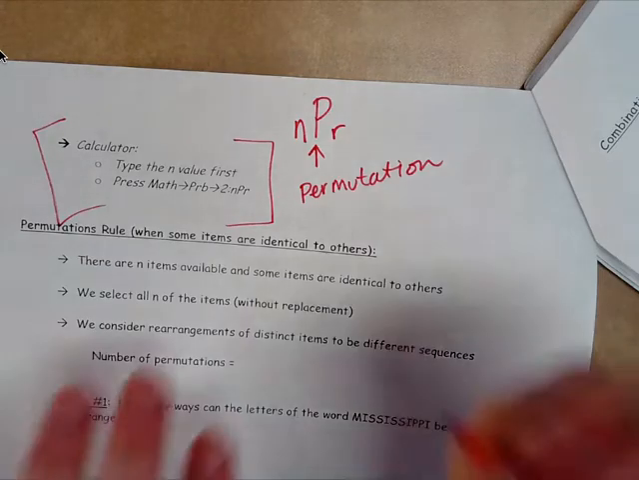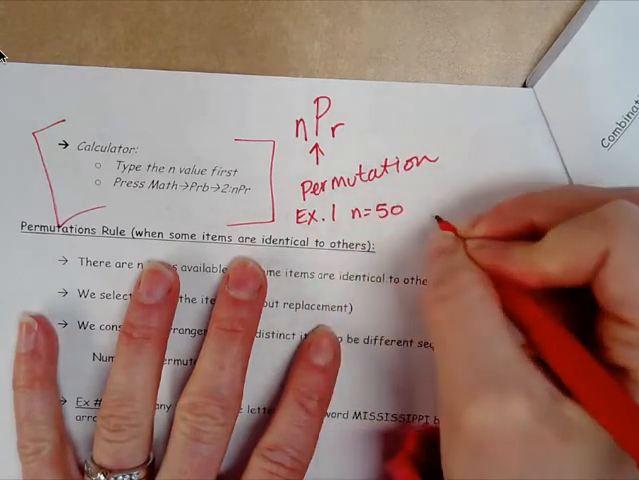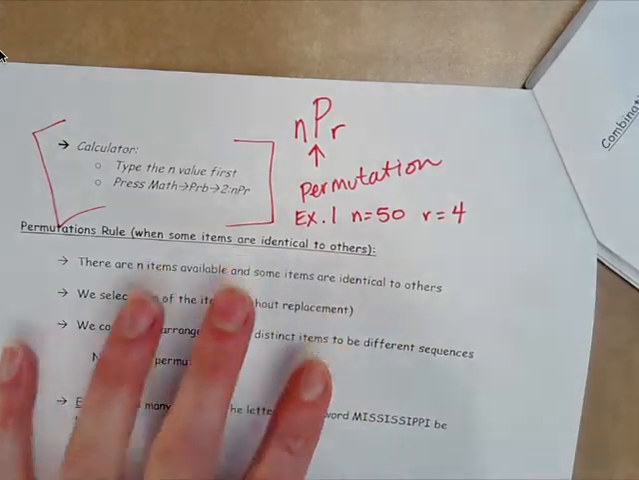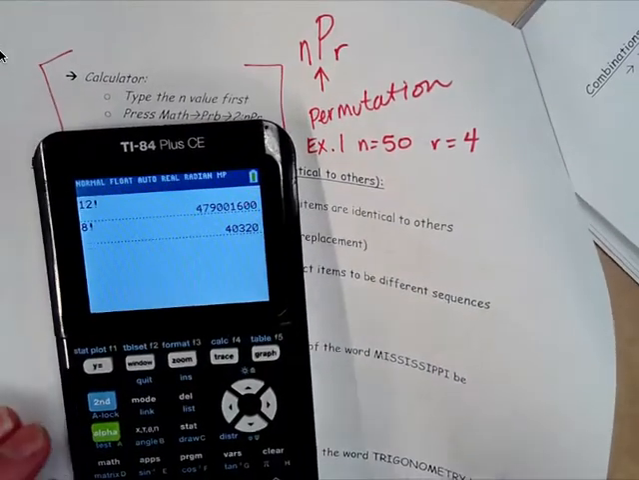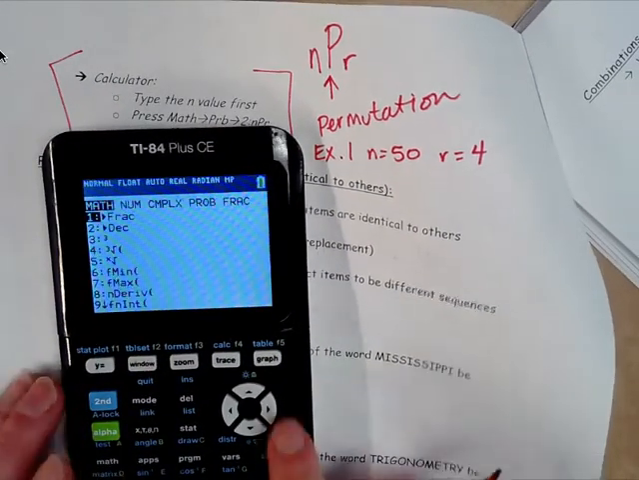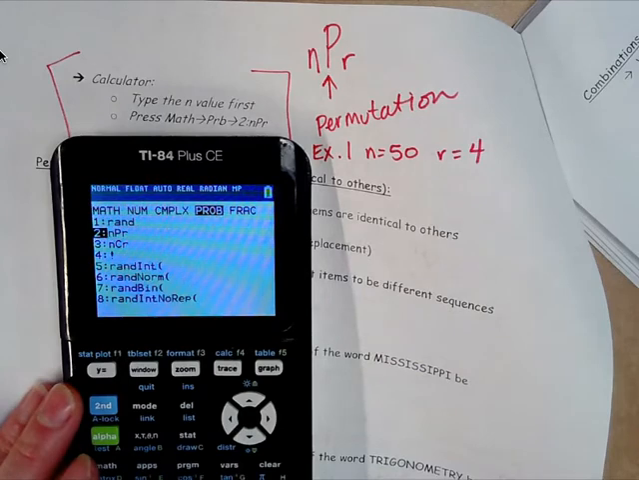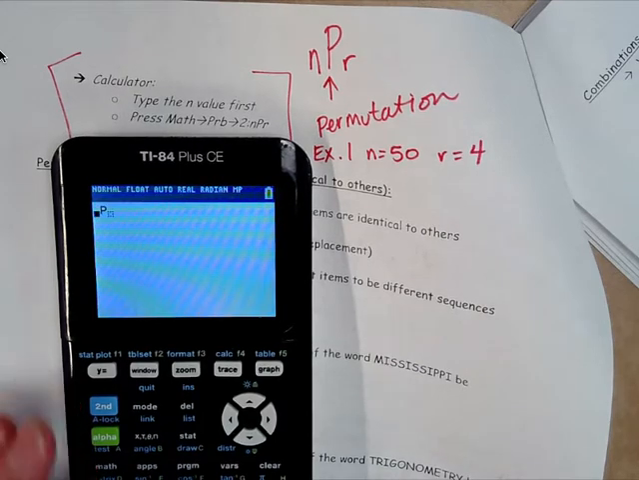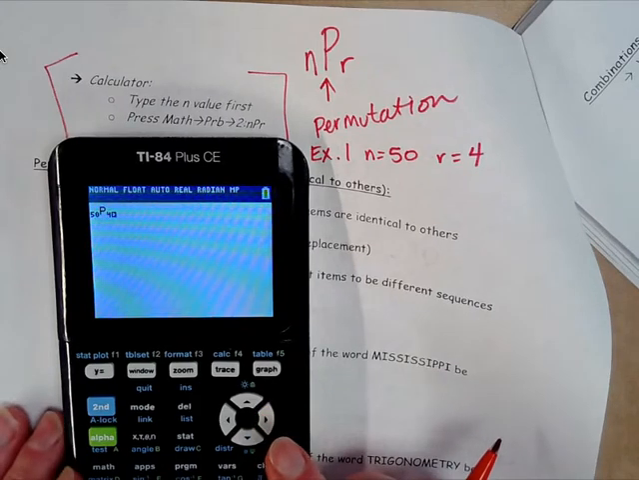So we can do example 1, where n was 50 and r was 4. Let me show you how it works in the calculator. Clear it. Put math over to probability, down to number 2, nPr. Plug in 50 for n and 4 for r.